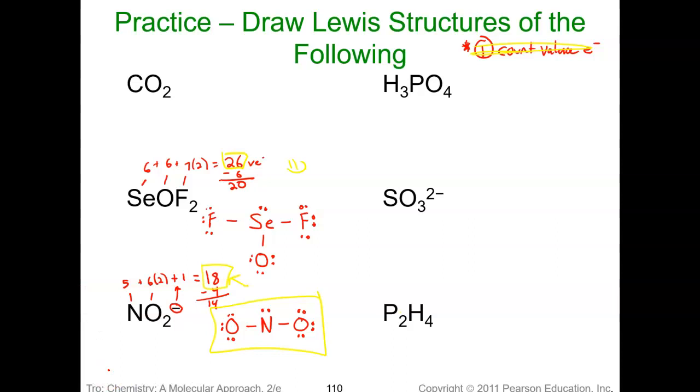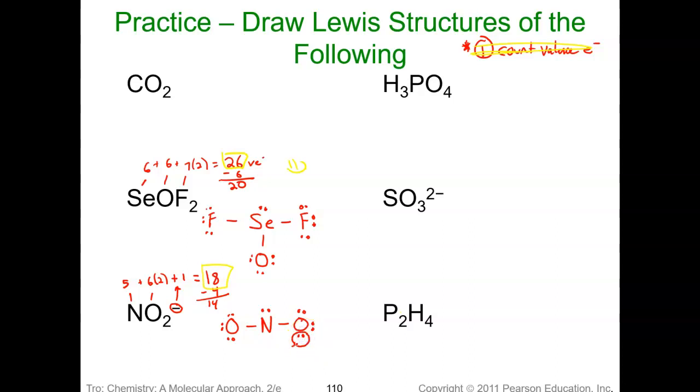At this point, this is when we make double or triple bonds. Remember, once we've hit this number, we can't add or subtract. All we can do is rearrange. So we're going to rearrange our valence electrons. We take an electron pair from wherever, and we make a double bond.